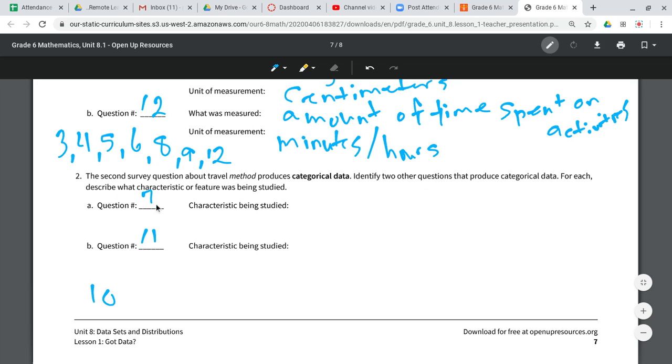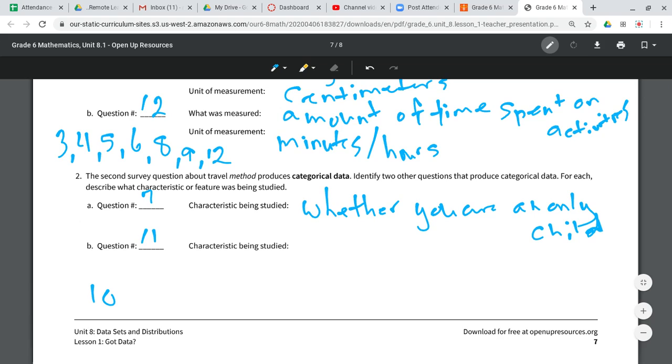So for question 7, it states, do you have any siblings? So the characteristic being studied is whether you are an only child. For 11, it's asking us, if you could meet one of these celebrities, who would you choose?